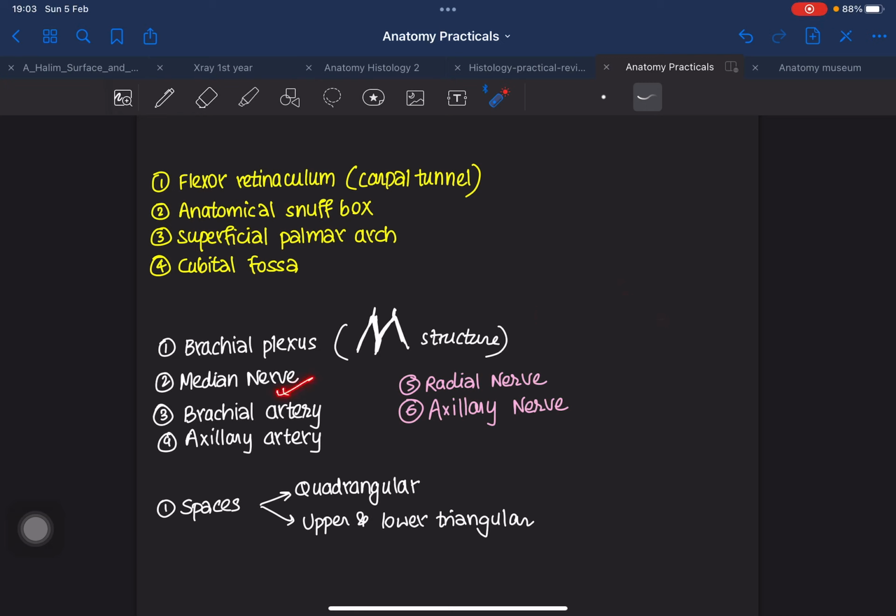The median nerve is also very important, along with all the root values. The radial nerve, the axillary nerve, brachial artery, axillary artery, all these are very important, don't miss them. Similarly, spaces could also be asked, potentially. It is very important and could be asked in first semester. The quadrangular space and the upper as well as the lower triangular space are very important, and the structures passing through these spaces are obviously very important.